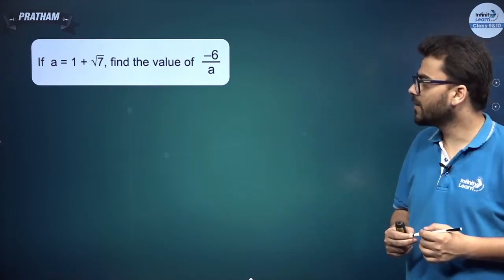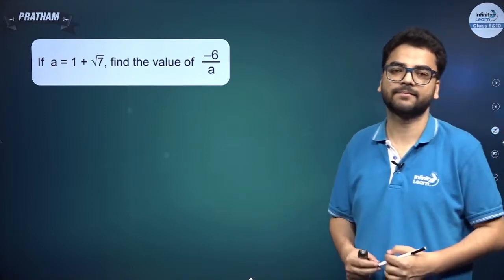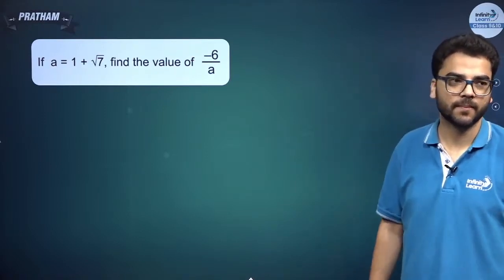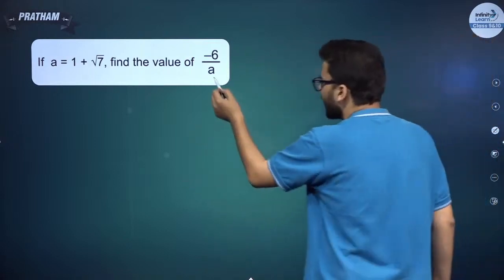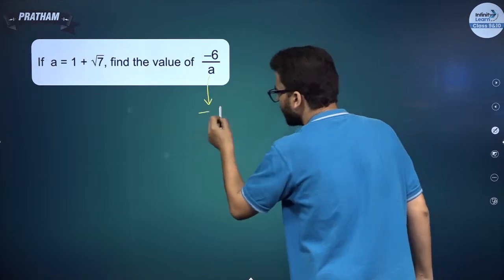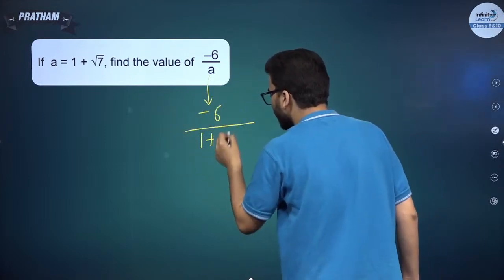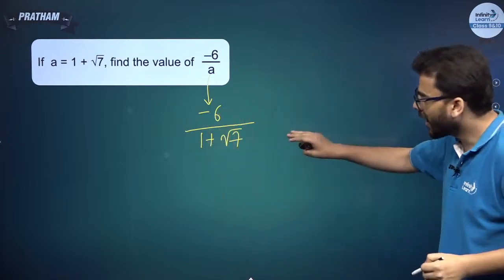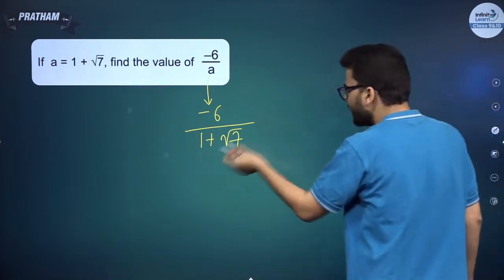A is equal to 1 plus root 7, you have to find the value of minus 6 upon a. So over here you just need to put the value of it, guys. This is minus 6 upon a, so it is minus 6 upon 1 plus root 7. Needless to say, it is not mentioned in the question, but you have to rationalize the denominator, right? That is not given in the question because you cannot leave it like this.